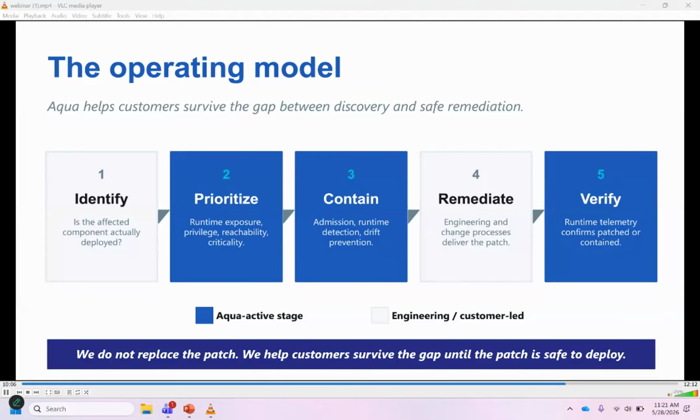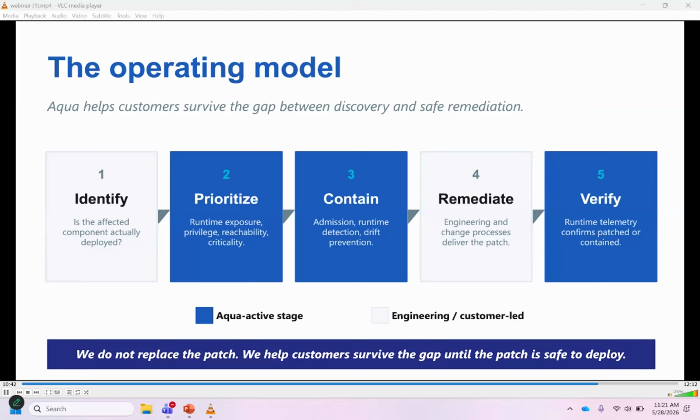Starting with a brief overview of the operating model first, the sustainable response is 5 stages. Identify whether the affected component is actually deployed. Prioritize based on runtime exposure, privilege, internet reachability, and business criticality. Contain through admission control, runtime detection, drift prevention, and workload restrictions. Remediate through controlled engineering and change processes. And verify that the workload is either patched or contained until permanent remediation completes. That is the operating model.